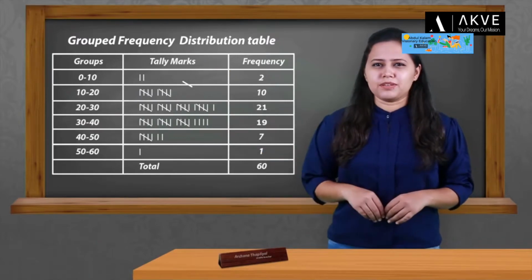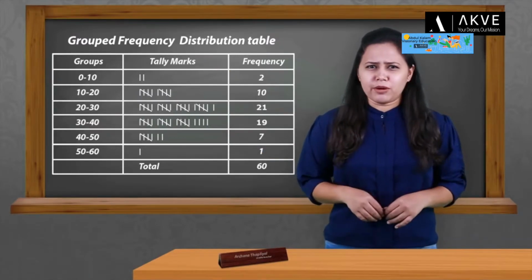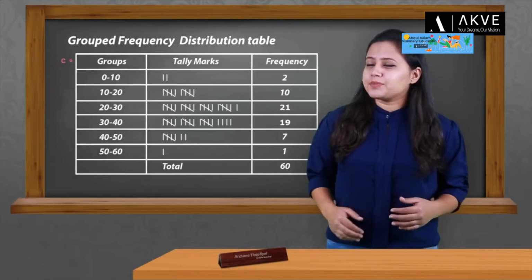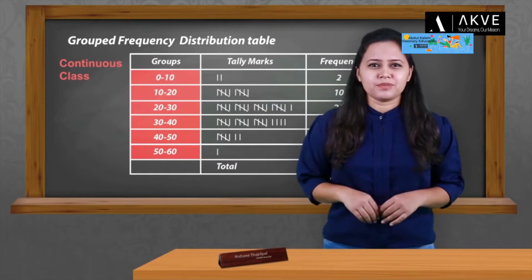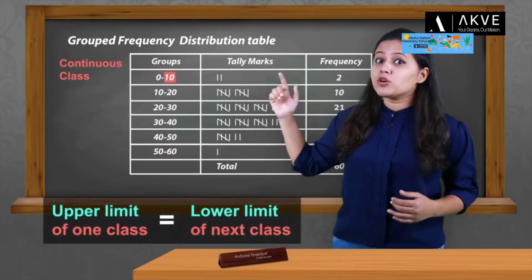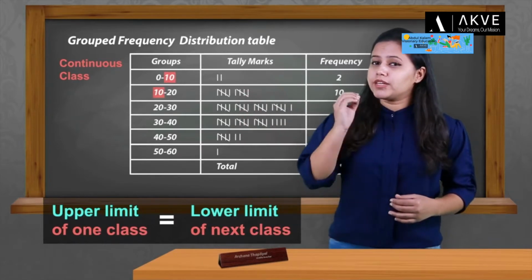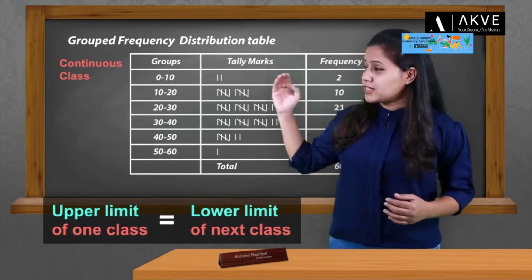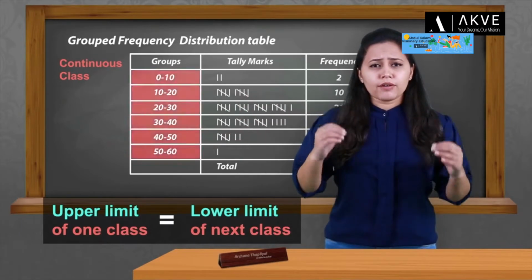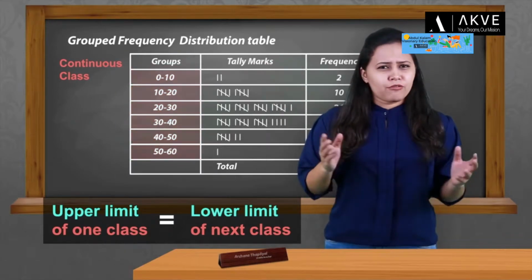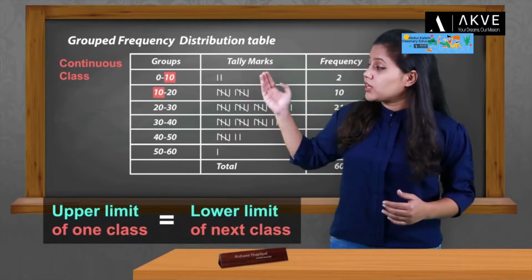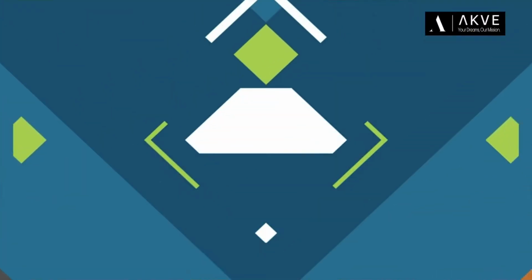Take a look at this table. We already discussed everything about it, right? But guys, one thing that went unnoticed is that the class intervals are continuous. And what do I mean by continuous? Well, the upper limit of one class is the lower limit of the next class. See, 0 to 10, 10 to 20, 20 to 30 and so on. Every class is in continuity. For example, 10 is the upper limit of the first class and also the lower limit of the next class.